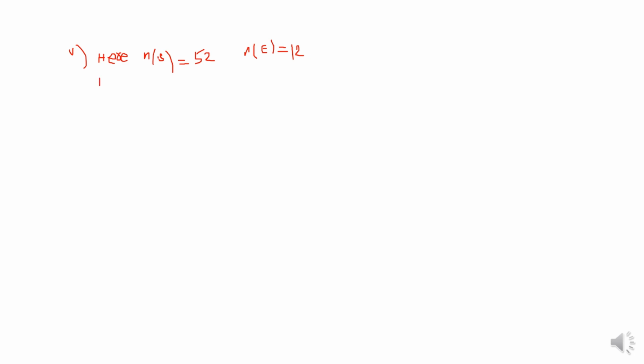So the probability of E, or the probability of the picture card, equals the number of E cards divided by the number of S cards, which is equal to 12 by 52.